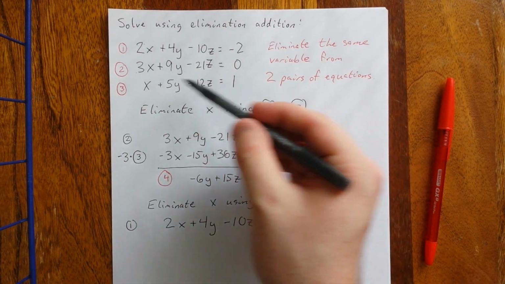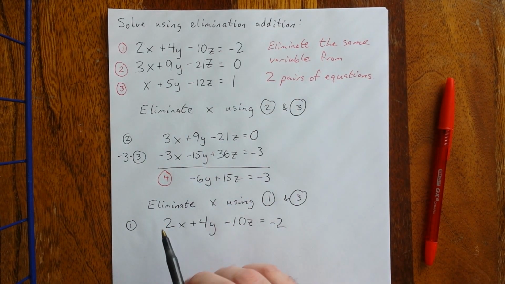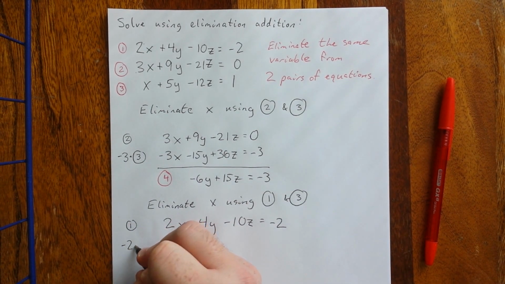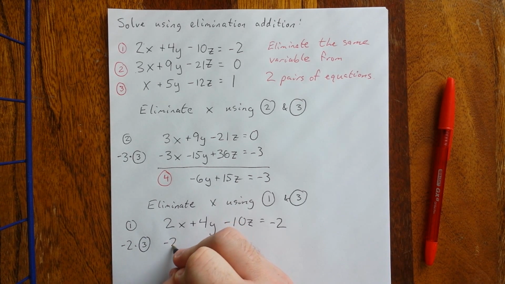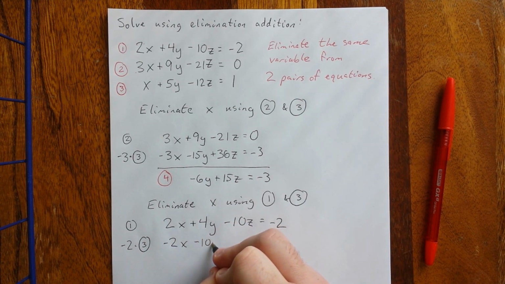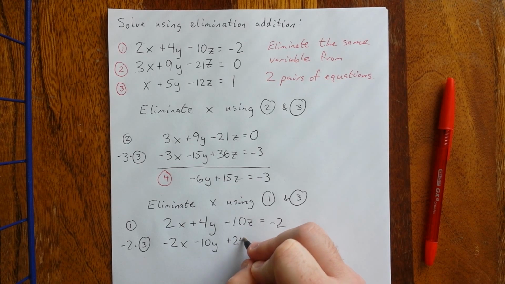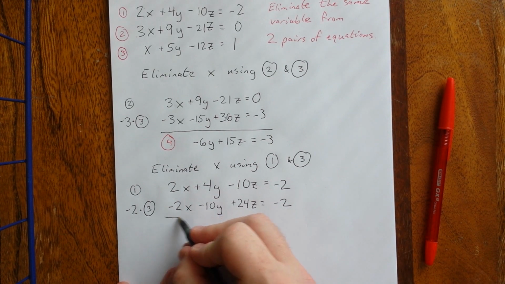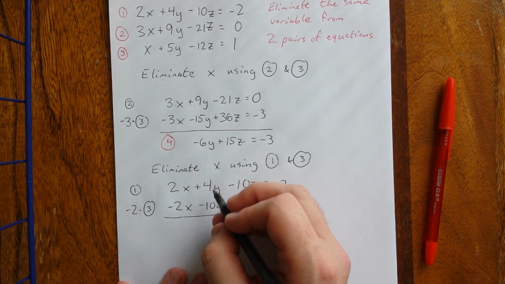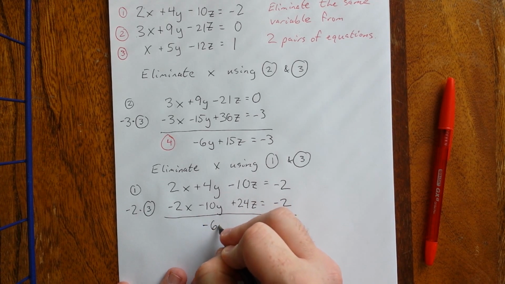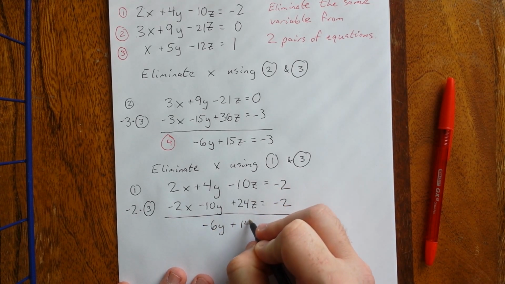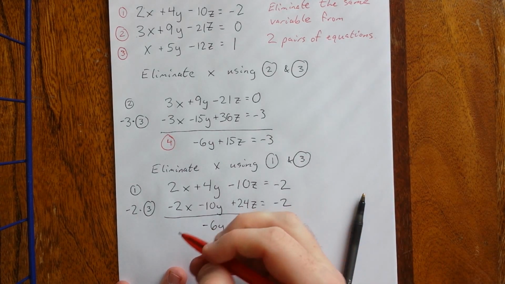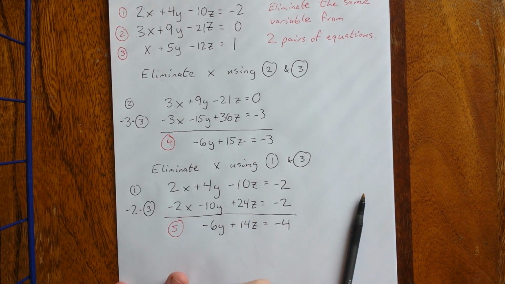If I were to just add equation 3 to this, the x's would not eliminate. Since I got a 2x here, I want to get a -2x from equation 3. So I'm going to multiply equation 3 by -2. So it'll be -2x minus 10y plus 24z is equal to -2. Now if I add these two equations together, the x variables are going to cancel out. The y's are going to give me -6y, and then over here we'll have plus 14z, and that's equal to, looks like -4. Again, labeling is really important, so I'm going to call that equation number 5.